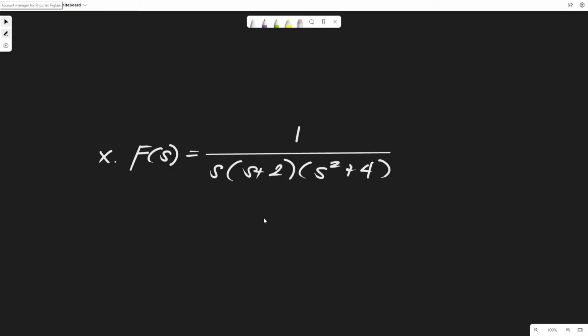Okay, ayan. So, letter X, the f of s is equal to 1 over s times s plus 2 times s squared plus 4. Ayan.